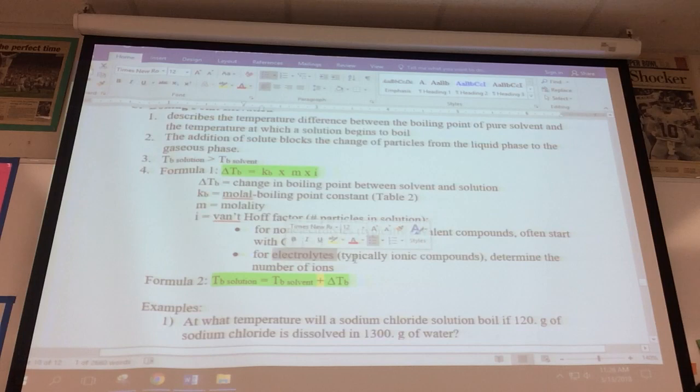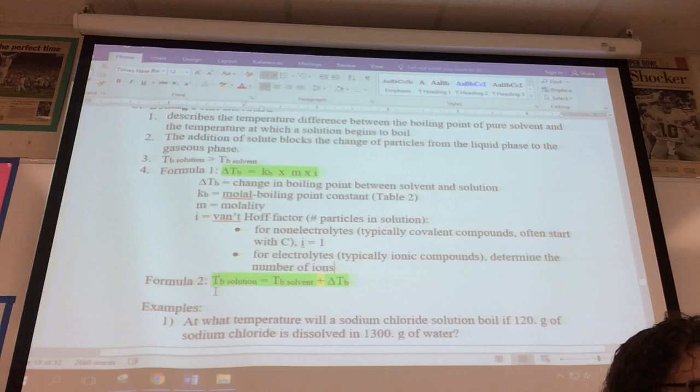For your electrolytes, and these are your ionic compounds for the most part, provided that they're water soluble. All group 1 ion containing compounds are water soluble. All nitrate ion containing compounds are water soluble. All acetate ion containing compounds are water soluble. So these are going to be your electrolytes, and they will dissolve in water to generate ions. And let's take a look at how you determine i.